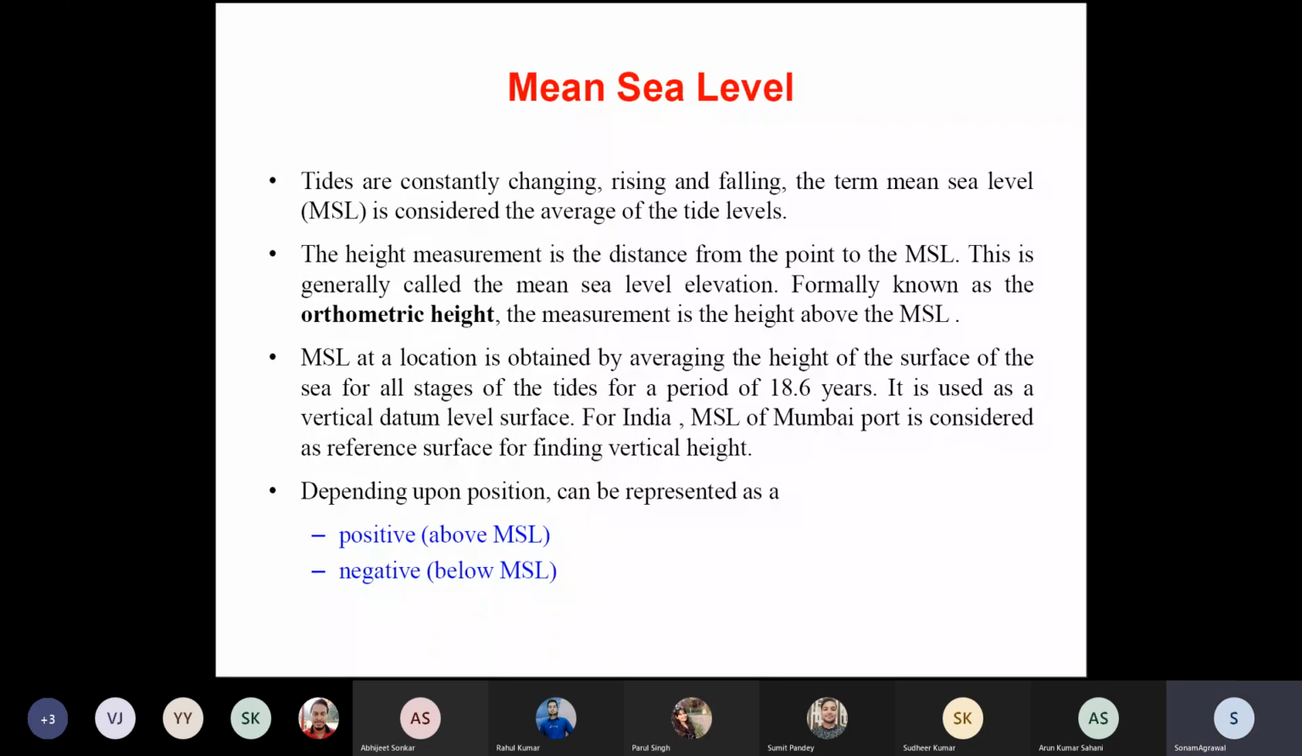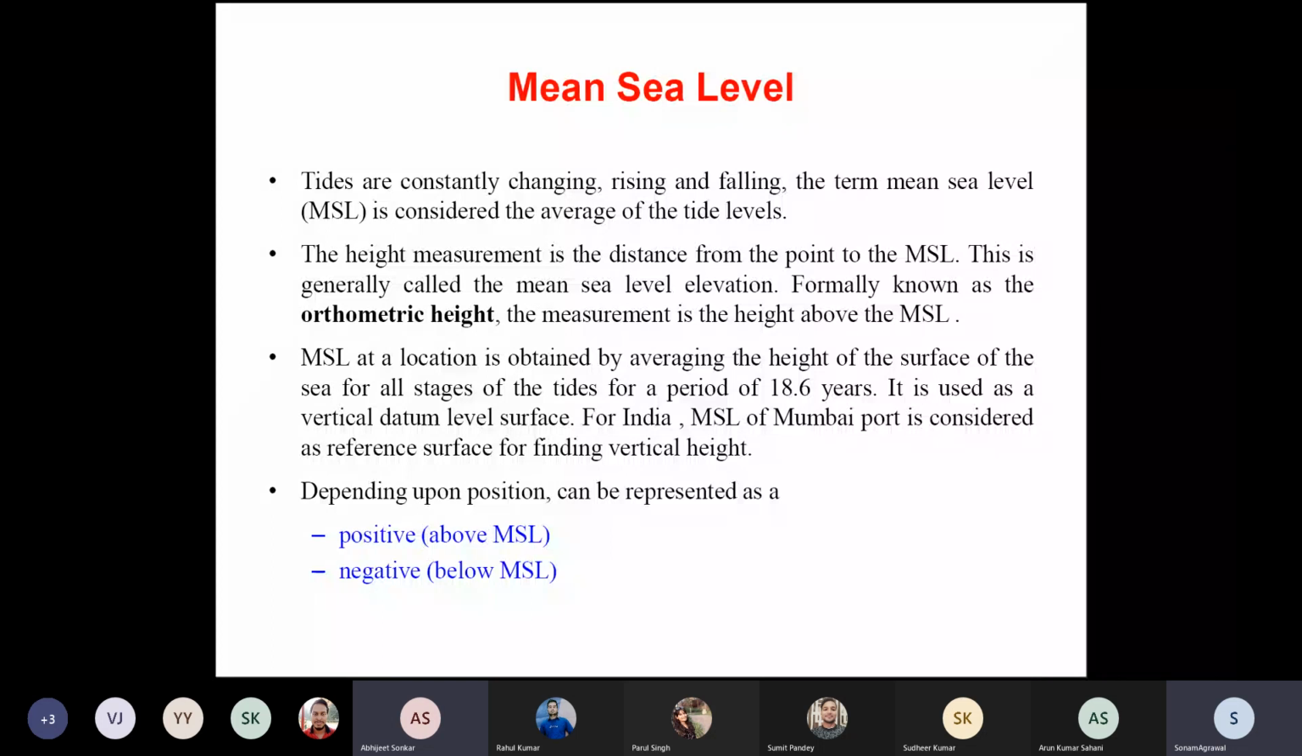So the measurement that we usually take of any place is from the mean sea level, and the measurement is called the orthometric height. This orthometric height is measured with reference to the mean sea level.